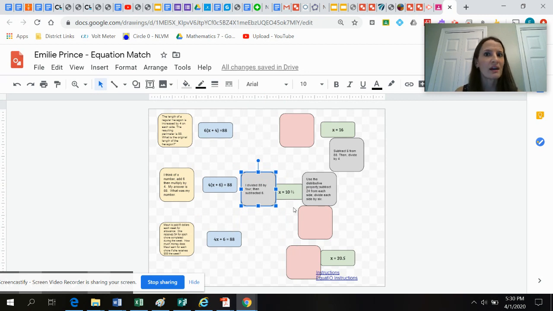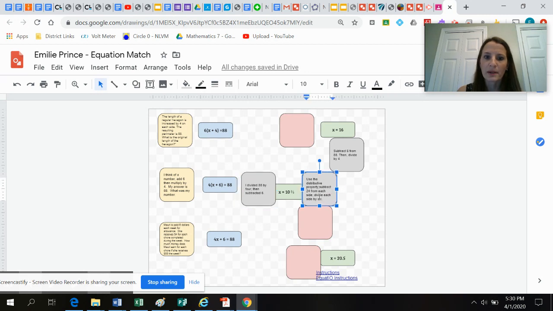It wasn't a check. It was to show the steps, to show the work in order to find the value of x. All right, let's read this one. Use the distributive property. Well, we only have 2 options here for the distributive property. Subtract 24 from each side, divide each side by 6. Well, 6 groups of x is 6x, 6 groups of 4 is 24, so I can subtract 24 from both sides, and then I have 6x, so I could divide it. Okay, this one looks pretty good.